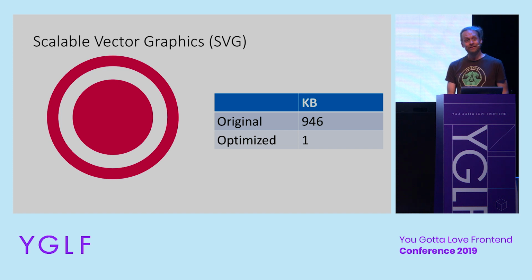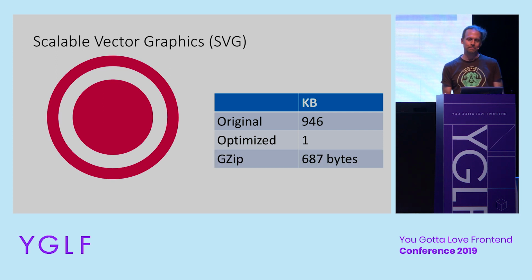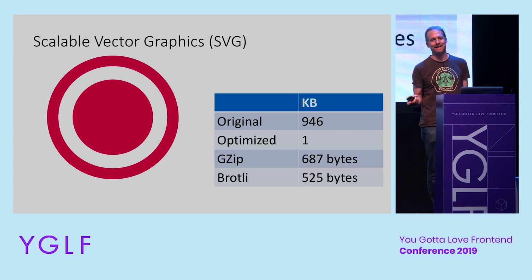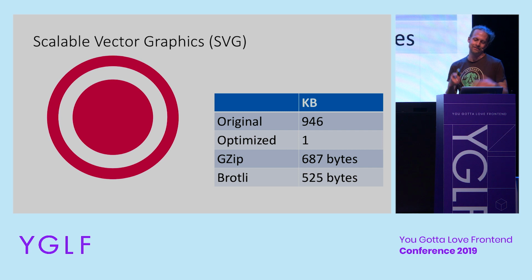Right? Test your stuff before you push it into production. Of course, you can gzip it. You can use Brotli. You can get it down to 0.5 kilobyte. You can put this into your text. It's a lot smaller. So that's cool. That's an easy fix. Then I scrolled further down the page.